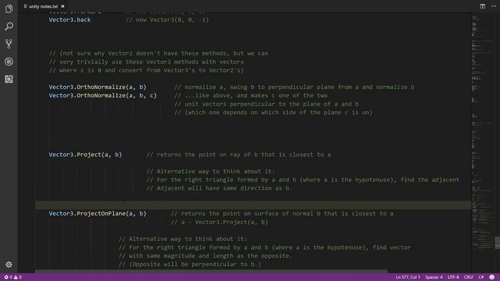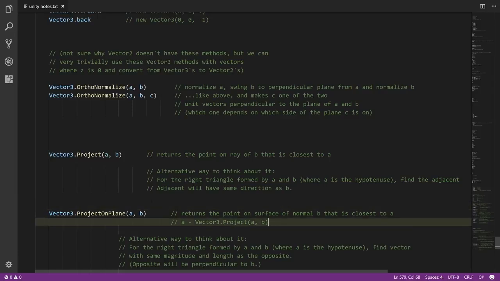And then we have project on plane, which does something very similar, except instead of projecting A onto the ray described by B, it projects A onto the line perpendicular to B. So it's returning the point on that line perpendicular to B, which A is closest to. The formula for this is actually very simple. You simply project A onto B and subtract the result of that from A, and that gets us the result of project on plane.